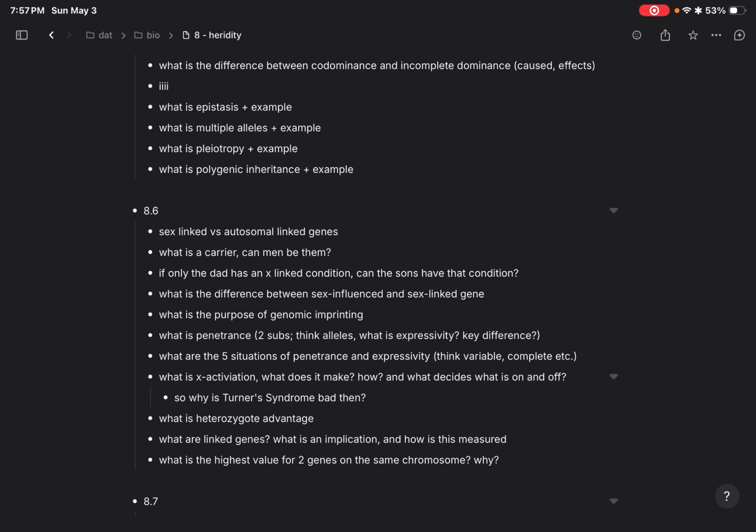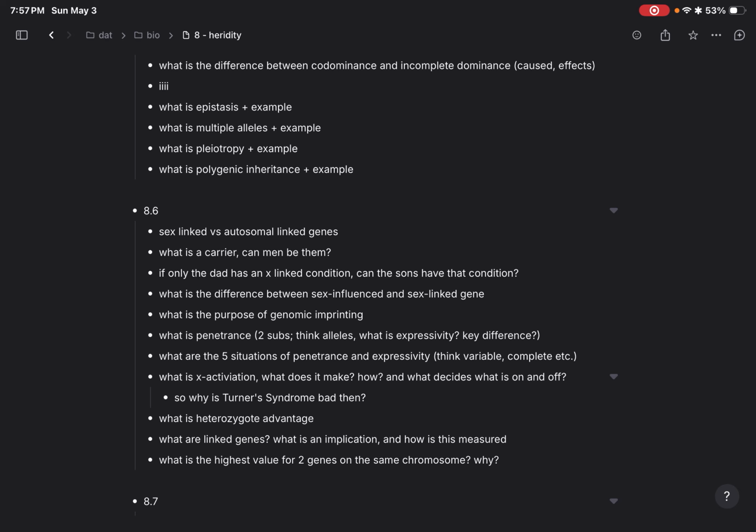Just as expression influenced by sex of individual carrying the trait. So like a heterozygous male will become bald and a heterozygous female will not become bald. Interesting. What is the purpose of genomic imprinting?